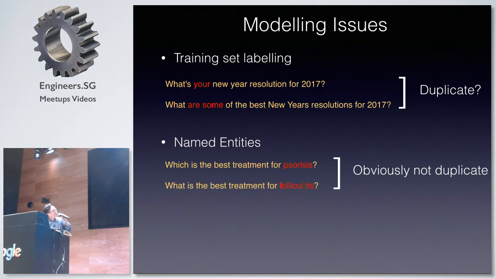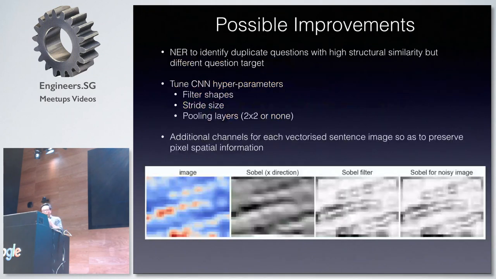And obviously the third one was the named entities. These are obviously not duplicates, but according to the CNN that was trained, they were duplicates. So these are some of the issues that cause this. What are the possible improvements, from my learnings here? I think we need to add NERs to identify questions with high structural similarity but different question targets, meaning, for example, how do I be a bartender in Chicago? How do I be a bartender in California? Chicago and California, that's named entity recognition that we need to build in.